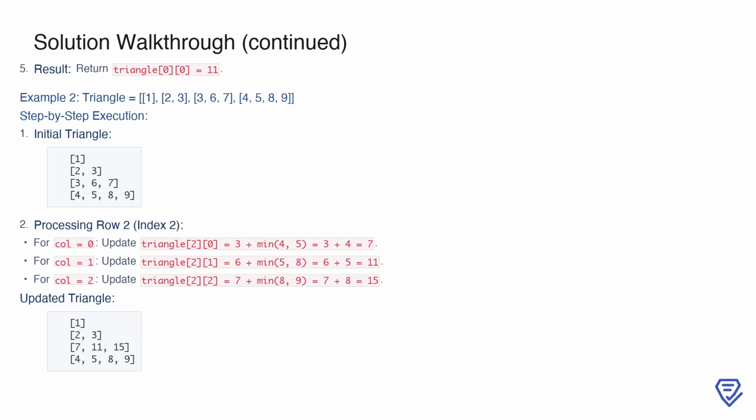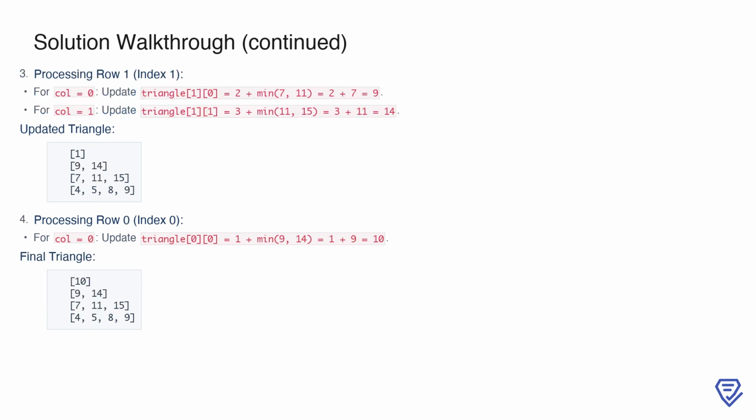For column 0, triangle[2][0] is updated to 3 plus the minimum of 4 and 5, resulting in 3 plus 4 is equal to 7. For column 1, triangle[2][1] becomes 6 plus the minimum of 5 and 8, which is 6 plus 5 is equal to 11. For column 2, triangle[2][2] is updated to 7 plus the minimum of 8 and 9, giving us 7 plus 8 is equal to 15. After processing row 2, the updated triangle becomes 1, 2, 3, 7, 11, 15, 4, 5, 8, 9.